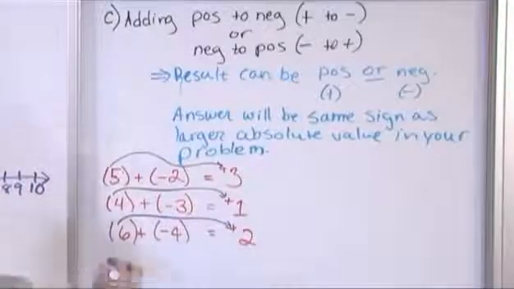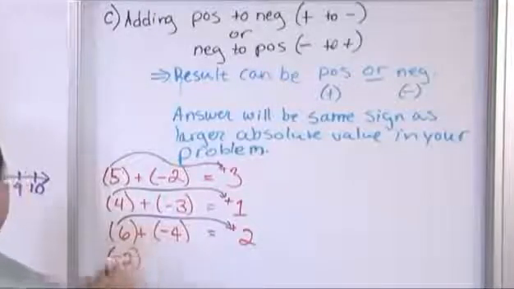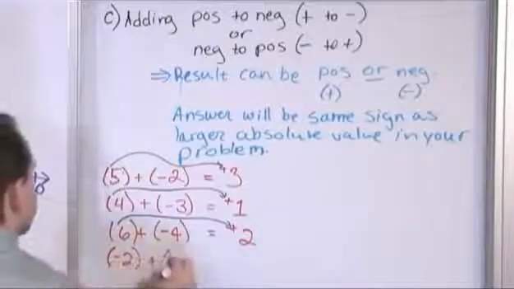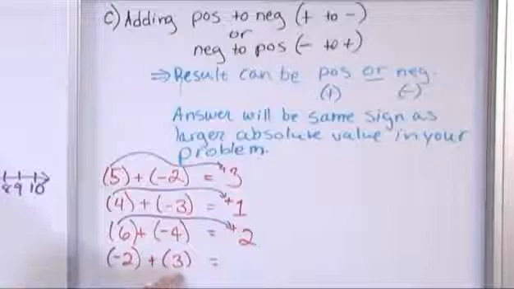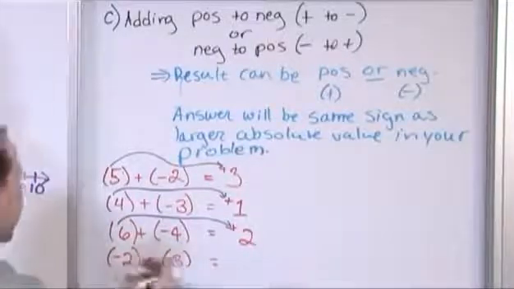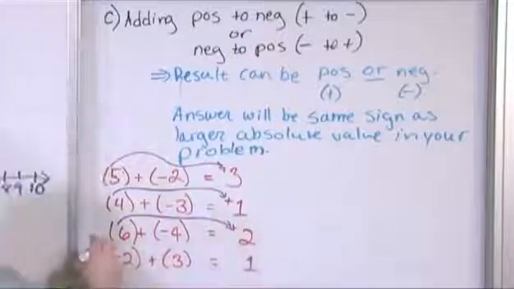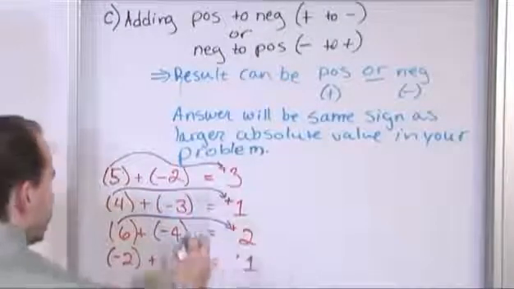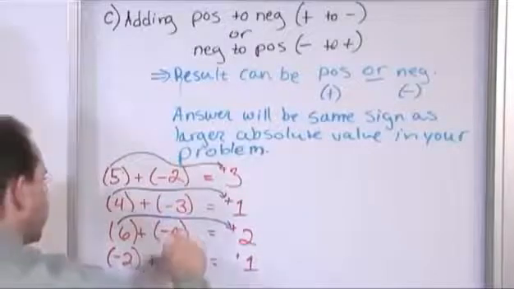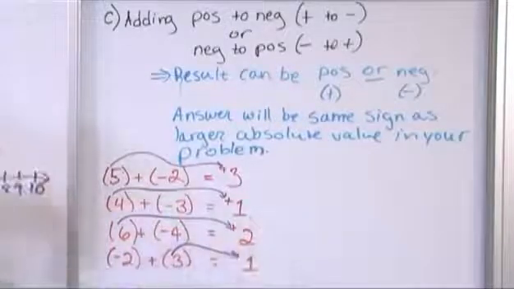Now let's flip it around a little bit. Let's say I had negative 2, so a negative number first, plus positive 3. But it's exactly the same thing. You take the numbers that you have, a 2 here and a 3 here, and you subtract them. 3 minus 2 gives you 1. And the bigger number, on the absolute value side of things, is this one, so it's positive. So the sign came from the fact that that one was bigger.